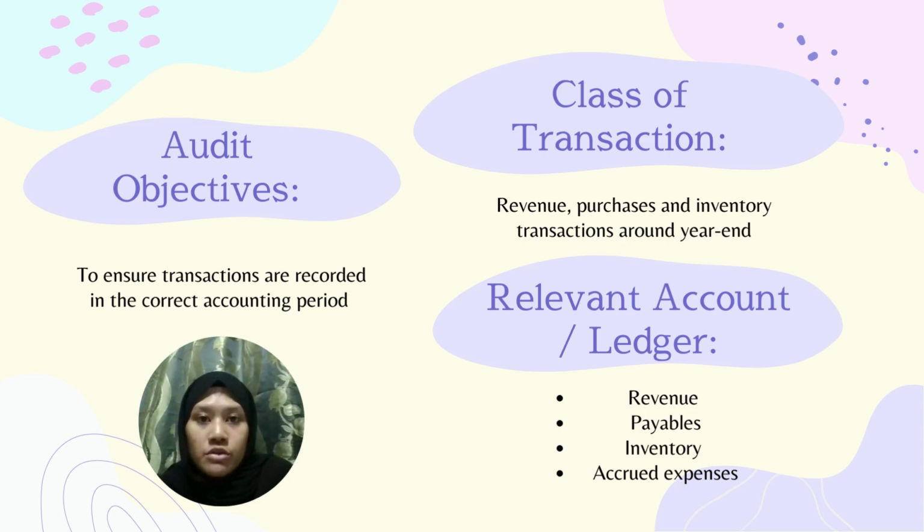Next, for the cut-off assertion, the audit objective is to ensure that transactions are recorded in the correct accounting period, particularly around the financial year end. This assertion is especially relevant for revenue, purchases, and inventory transactions that occur close to the reporting date. The related accounts include revenue, trade payables, inventory, and accrued expenses.